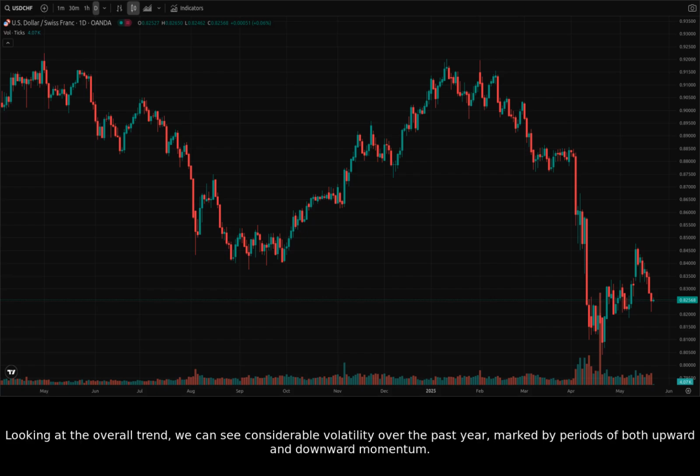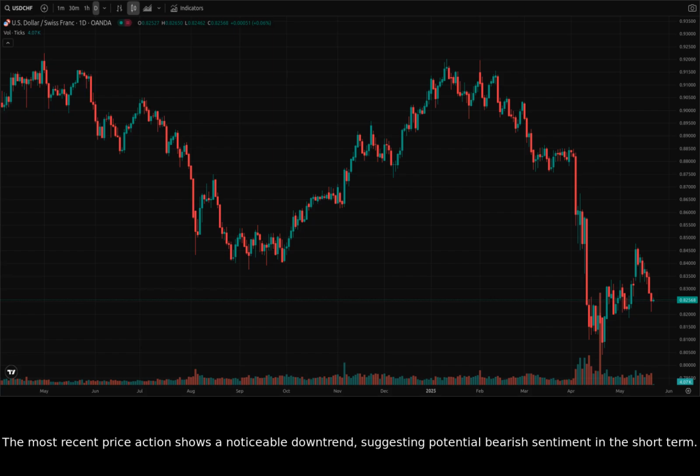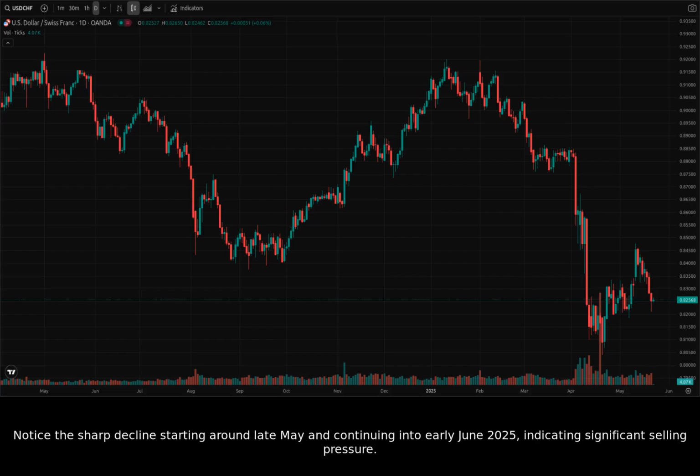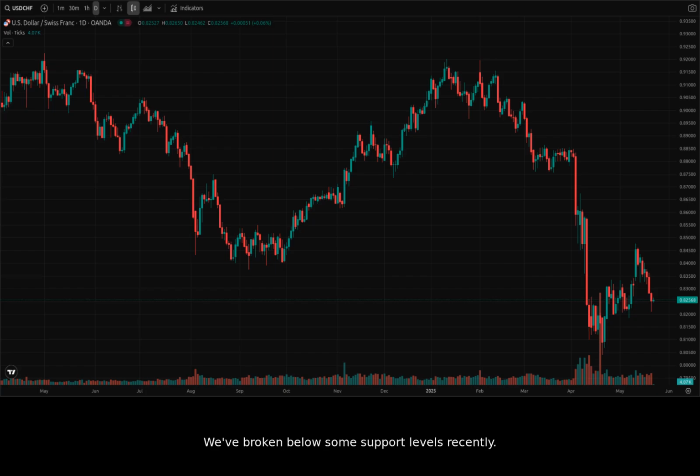Looking at the overall trend, we can see considerable volatility over the past year, marked by periods of both upward and downward momentum. The most recent price action shows a noticeable downtrend, suggesting potential bearish sentiment in the short term. Notice the sharp declines starting around late May and continuing into early June 2025, indicating significant selling pressure. We've broken below some support levels recently.